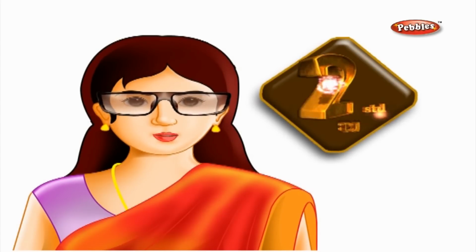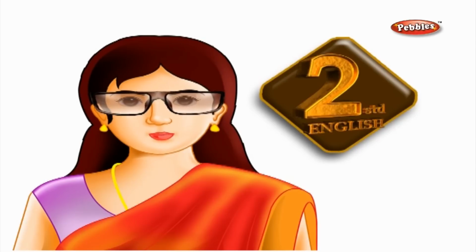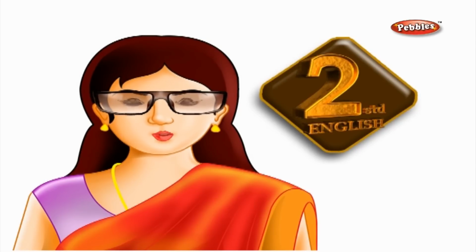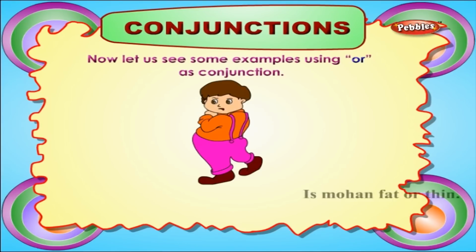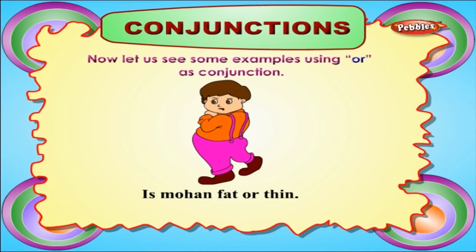Now let us see some examples using "or" as conjunction. Do you like coffee? Do you like tea? We can join these sentences as: Do you like coffee or tea? Is Mohan fat? Is Mohan thin? We can join these sentences like this. Is Mohan fat or thin?